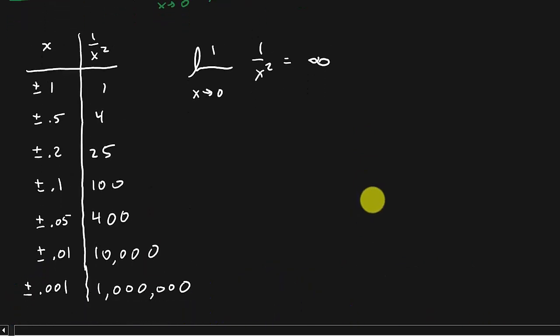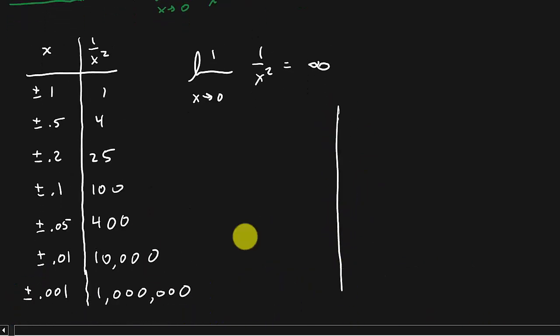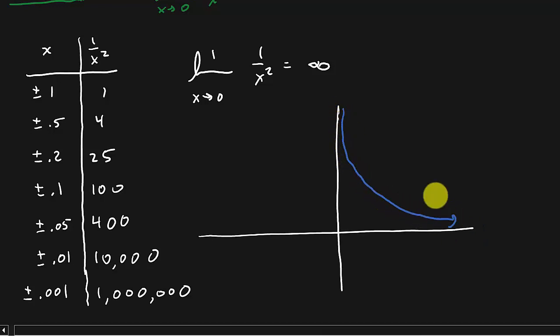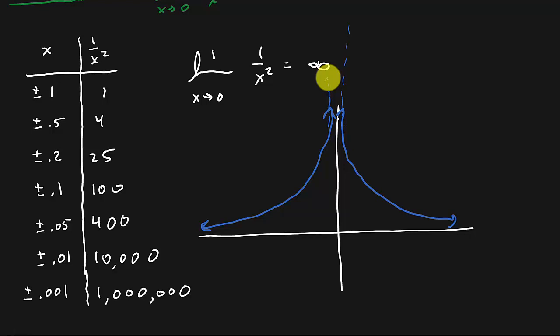Okay? And if we looked at the graph of this thing, if you graph this thing, this graph looks like this. You can see as we're getting closer and closer to 0 from the right, what are these y values doing? They just keep increasing. They're getting larger and larger. And same thing as we come in from the left-hand side, we're getting larger and larger. Those y values are going to infinity. And that's what we want to know.